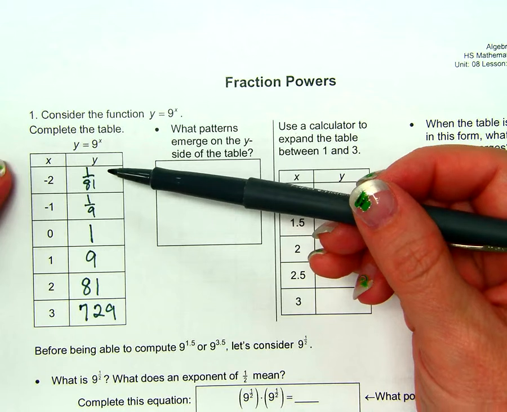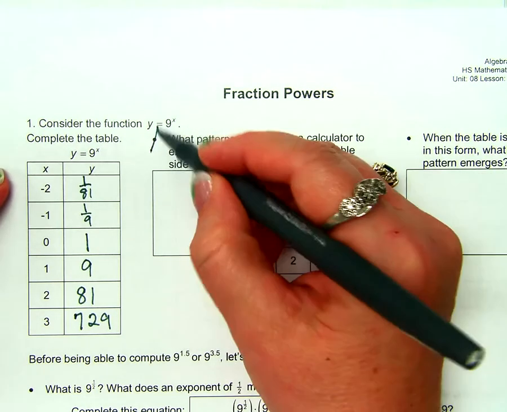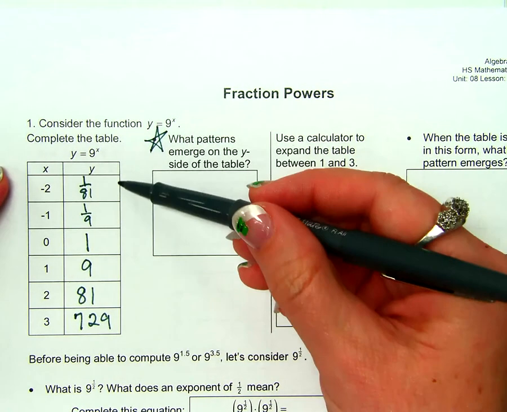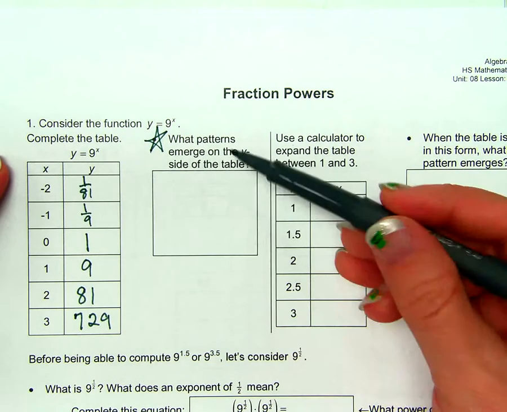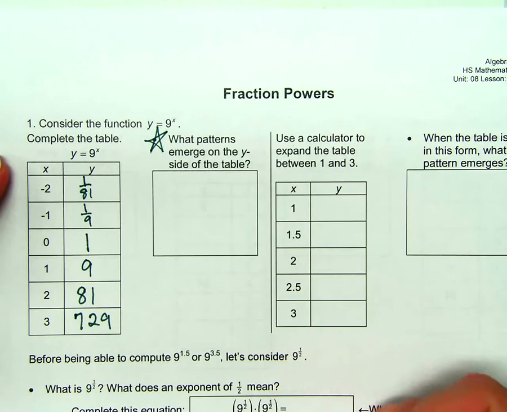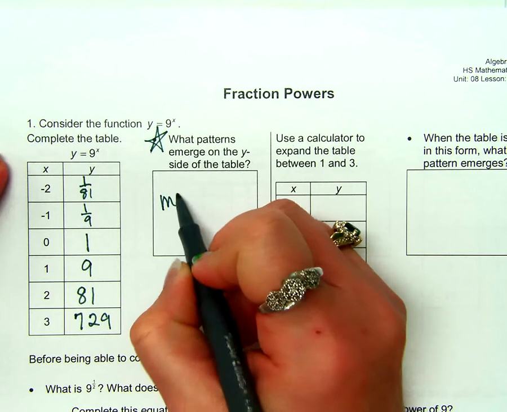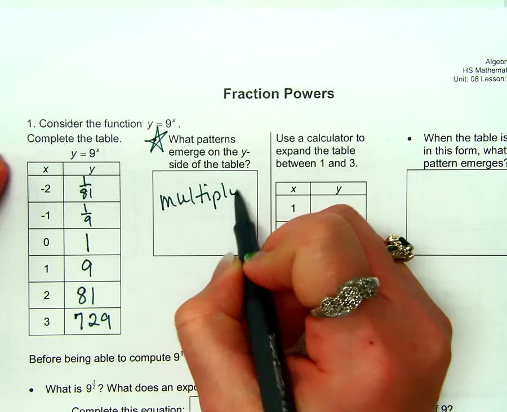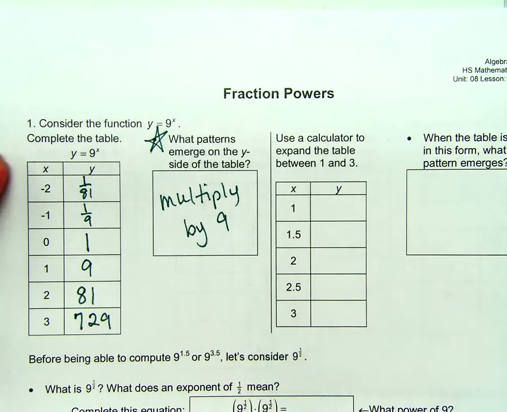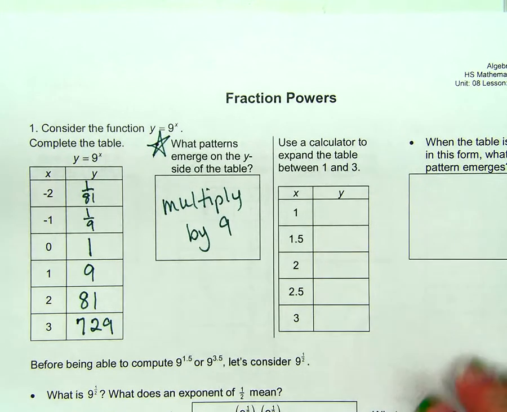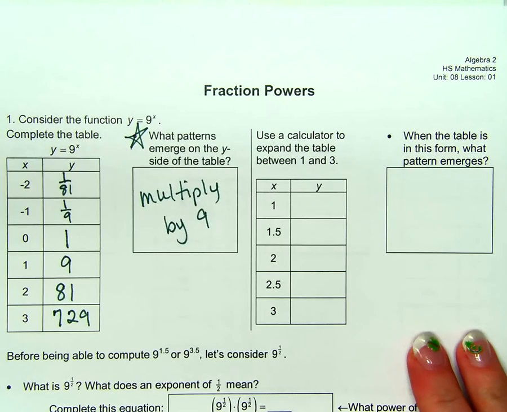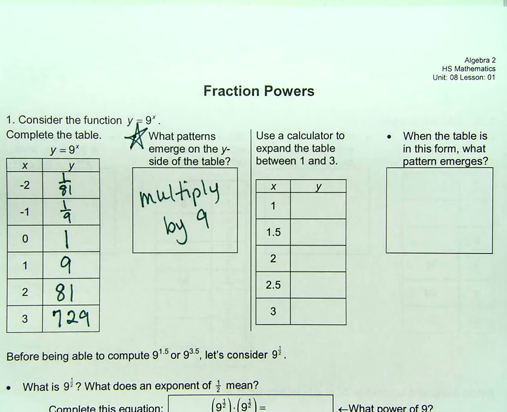Okay, so when we're looking for the pattern like it's asked us to do right here, let's look down the table because that's how we typically read a table. What is the pattern as we go down the table? Multiply by 9. Okay. Now look at this table. This table is a little strange. Just like most of us, right?